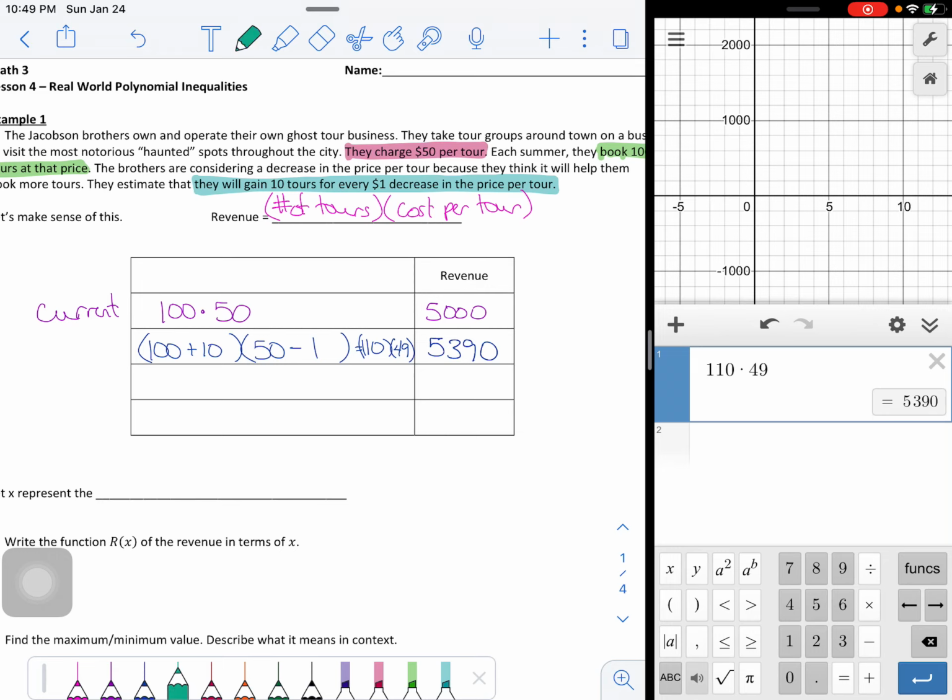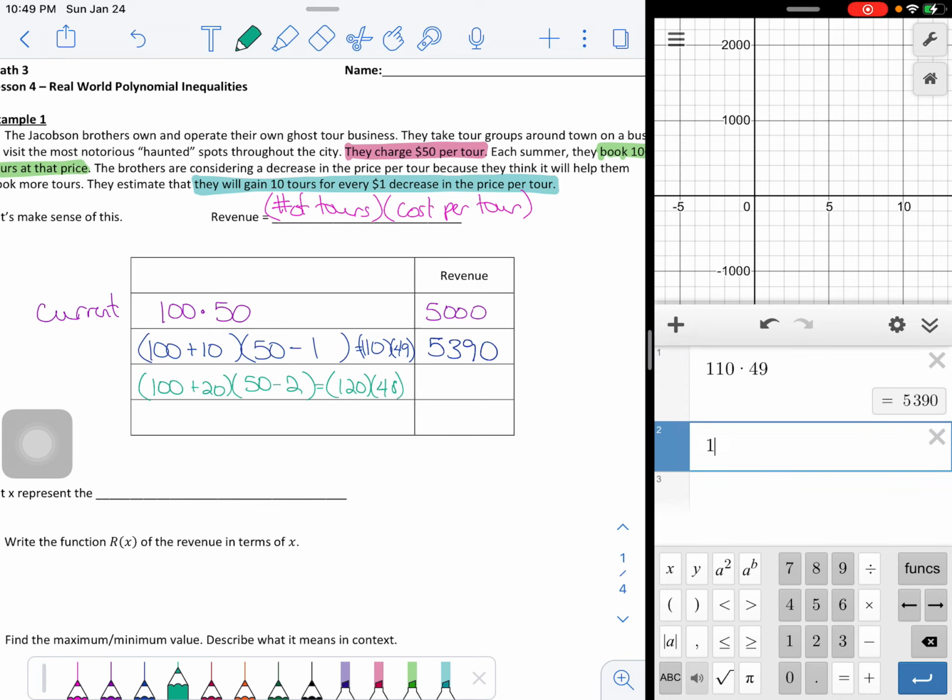So if we keep doing this, let's say we do it again, and this time I'm going to make it slightly smaller here. All right, so there's the original, right? 100 tours, $50 per tour. Now, in this first one in blue, I subtracted 1, which means I gained 10 customers. Well, let's say I subtract $2. So for every $1 decrease, they're gaining 10 tours. So a $2 decrease would mean that they're going to gain 20 tours. So that would be 120 times 48. So let's see what that is in the calculator.